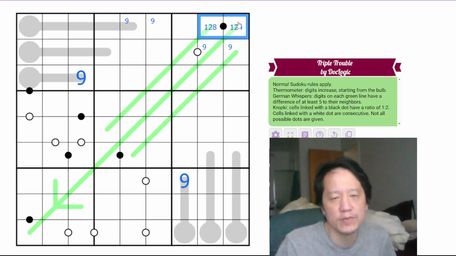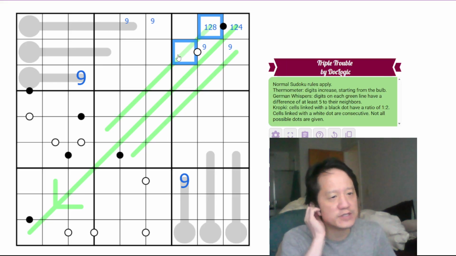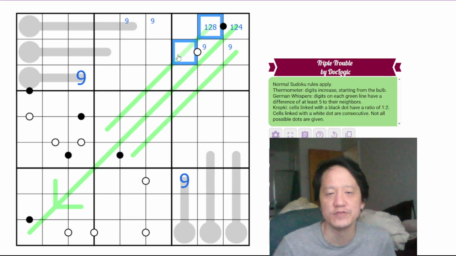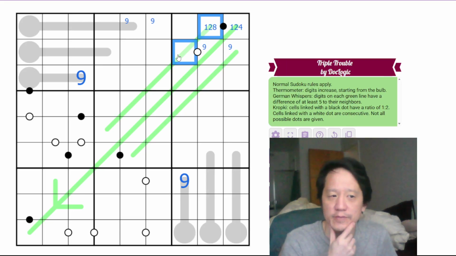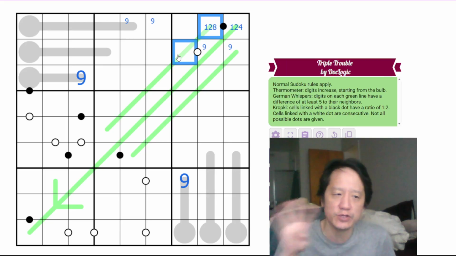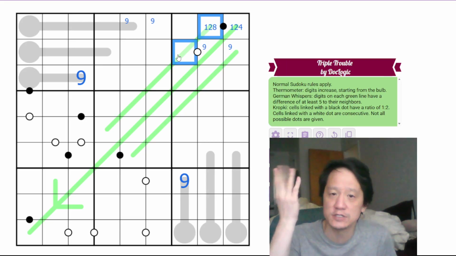Also, if you have two unique digits on a German whisper line, and I've said this many times, if you've seen a lot of my Learn How to Sudoku videos, you'll see me talking about this. On German whisper lines, you'll always alternate between low digits, which are the digits 1 through 4, and high digits, which are the digits 6 through 9.